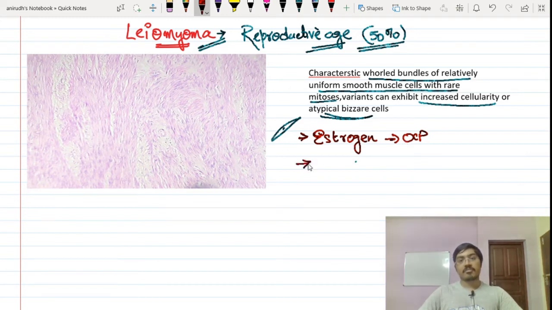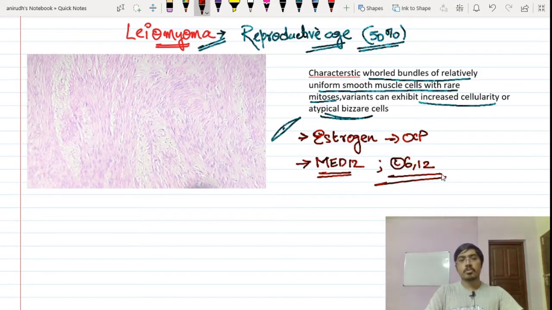Another important feature, if you talk about the genetics here, completely proven genetic predisposition is not there for any leiomyoma tumor, but certain genes have been mentioned in our textbook, like the MED12 gene. You can remember this MED12 gene. If there is a mutation in that, if there is a change in this particular gene, then there is an increased predisposition for developing leiomyoma. If there are any rearrangements in chromosome number 6 and 12, it also tends to show an increased risk of leiomyoma in that particular female.